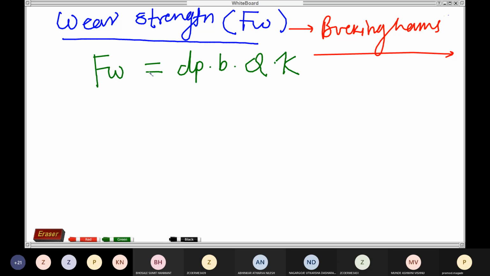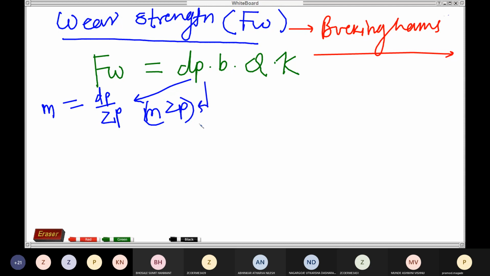Now, DP is nothing but the diameter of the pinion. As we know, M is equal to D by Z. So in case of the pinion, M is equal to DP by ZP. Therefore DP is equal to M into ZP. Is that understood? Yes, sir. So this will be the pinion diameter, M into ZP. As we know, the face width is 10 times module.